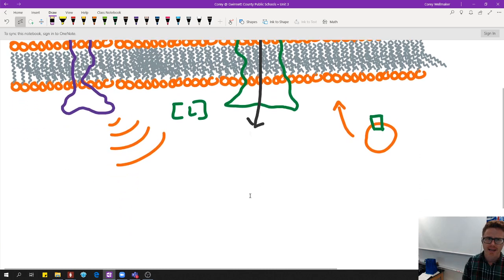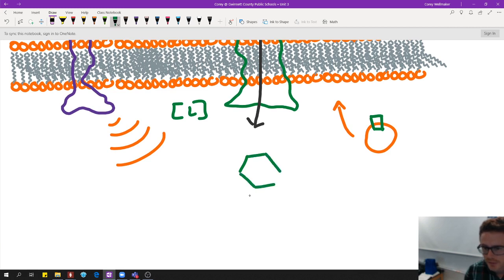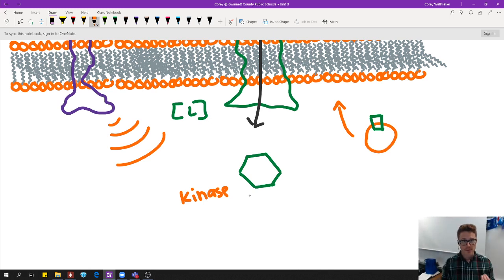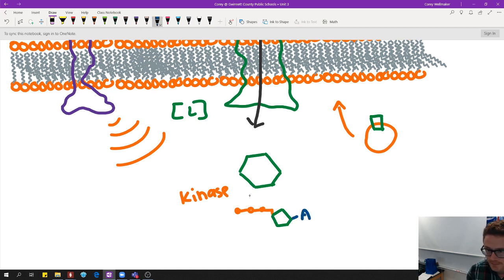And the first thing that's going to happen is glucose is going to be phosphorylated. So a kinase, it's called hexokinase, a kinase enzyme is going to take glucose as a substrate. It's going to take ATP as a substrate. And it's going to rip a phosphate off of ATP, and transfer it onto glucose.